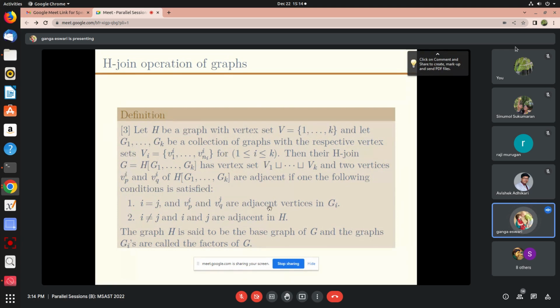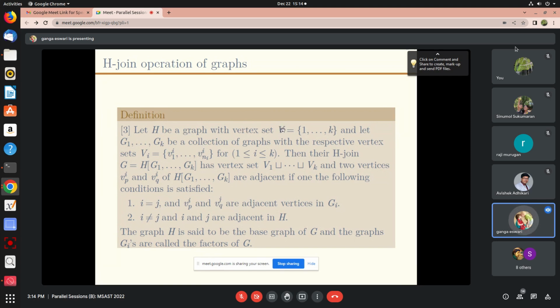Let's see the definition of H-join. Let H be a graph with vertex set V, where V contains 1, 2, 3, up to k, and let G1, G2, up to Gk be a collection of graphs with respective vertex sets Vi equal to vi1, vi2, and so on up to vini, where i varies from 1 to k. For example, the graph G3 has the vertex set v31, v32, and so on, v3n3.